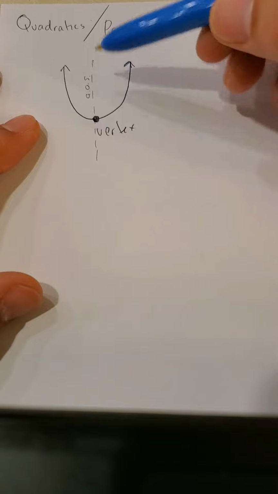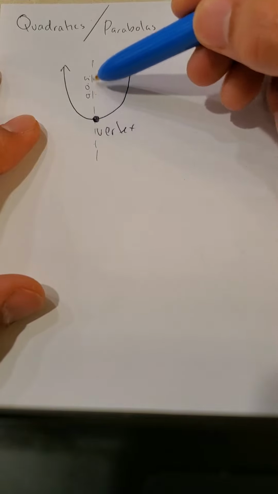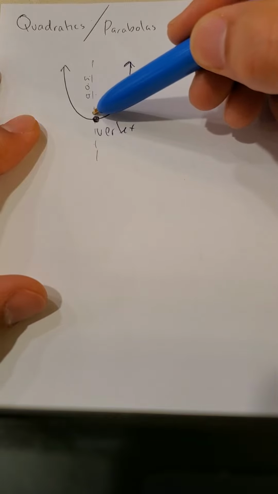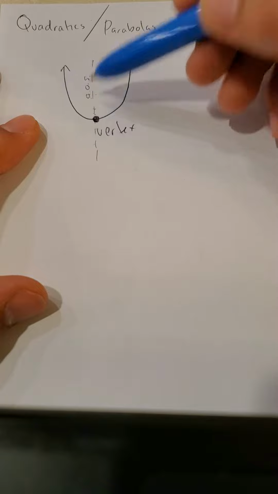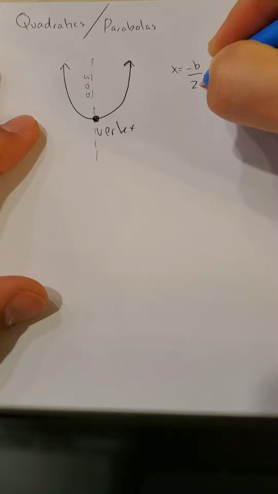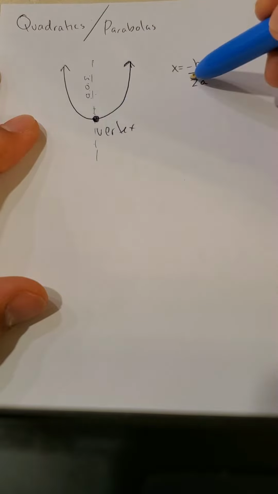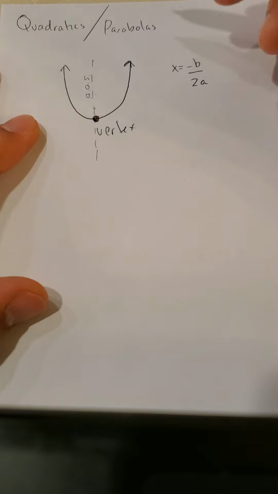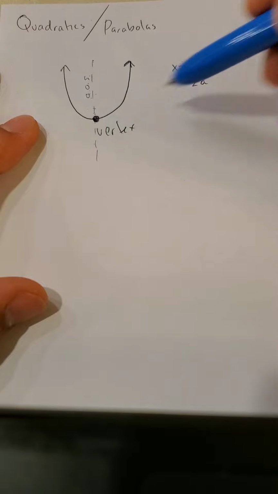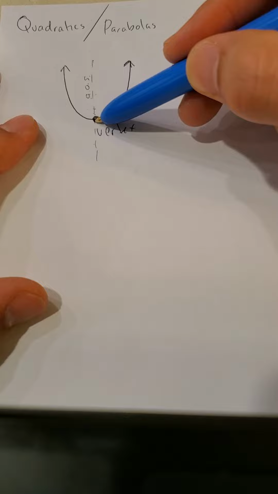Now, one of the main things to know is that the vertex is literally on the axis of symmetry. You can see they're on top of each other, which means there's a connection there. The axis of symmetry has this equation: x equals negative b over 2a. This is the line x equals whatever that number is, x equals 3, x equals 4, and it creates this line, the axis of symmetry. And because of that, you know the x of the vertex.